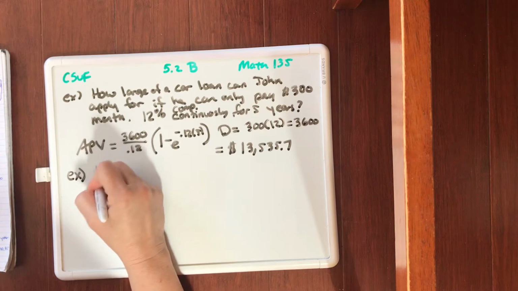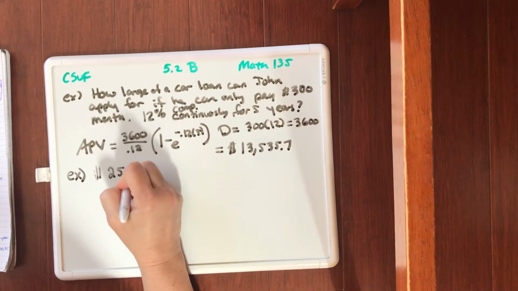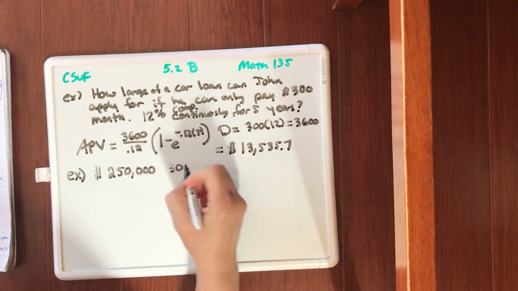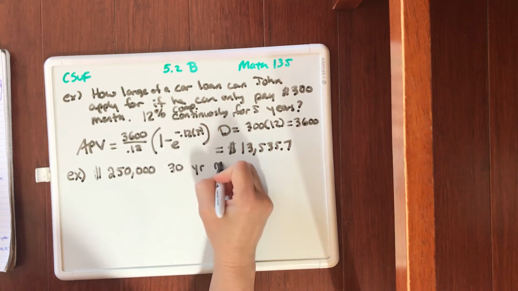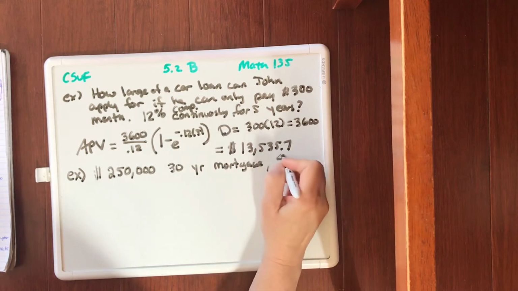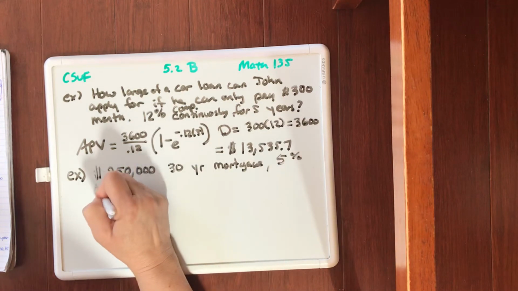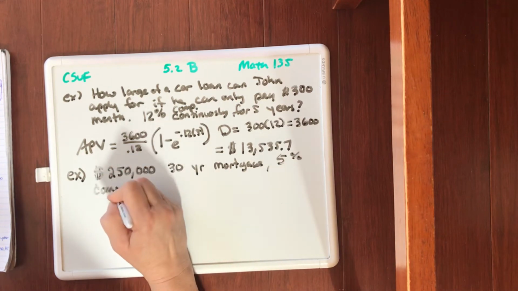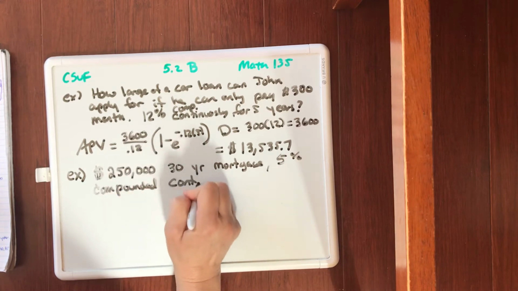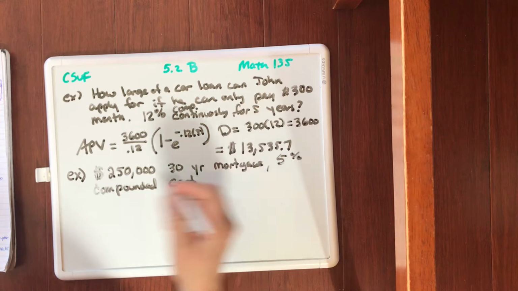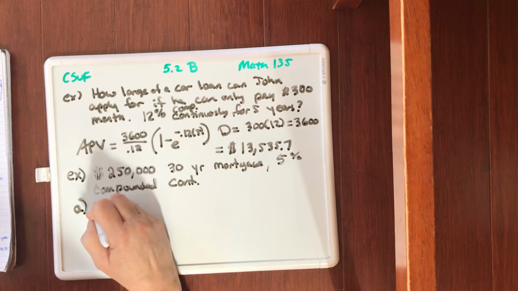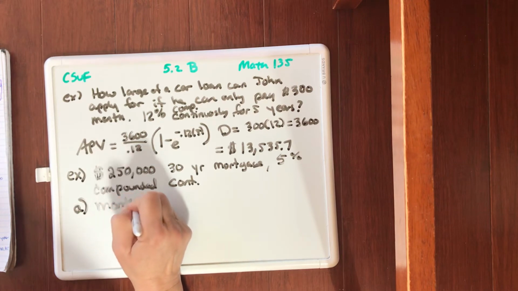All right, so we're going to another one. Let's say that we want to get a mortgage for $250,000, a 30-year mortgage, and this one's going to be 5% compounded continuously. Now we're going to do an A, B, C for this problem. Letter A, we want to compute the monthly payment.